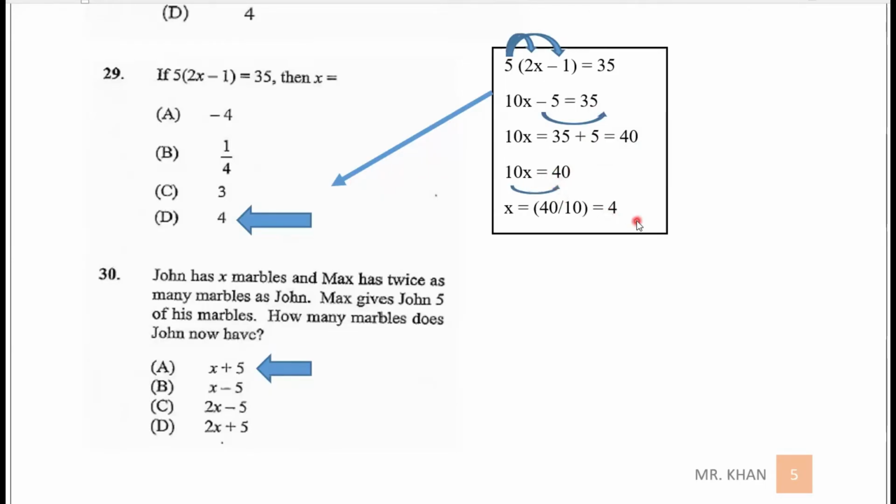In case you're wondering why divide, well, 10x come like 10 by x. I'll say that again. 10x come like 10 by x, and the opposite of multiply is divide. So 40 over 10 is 4. D as in dog.